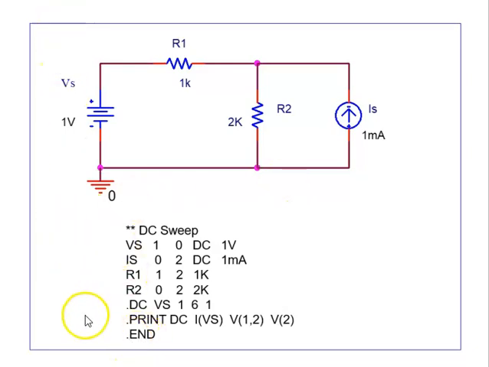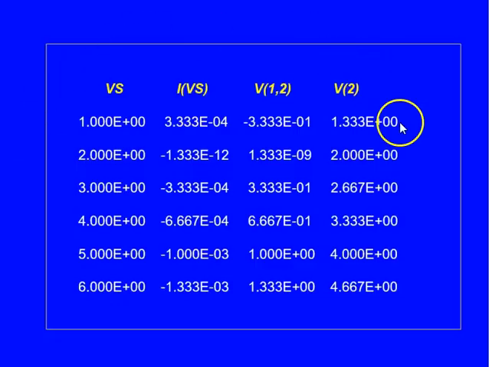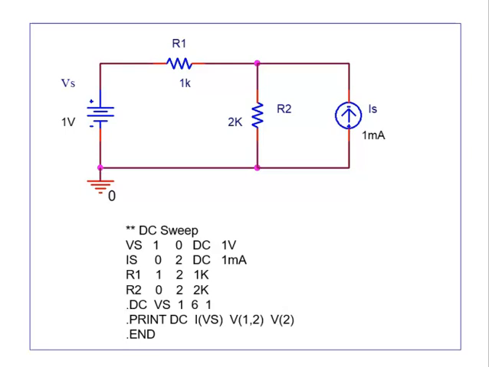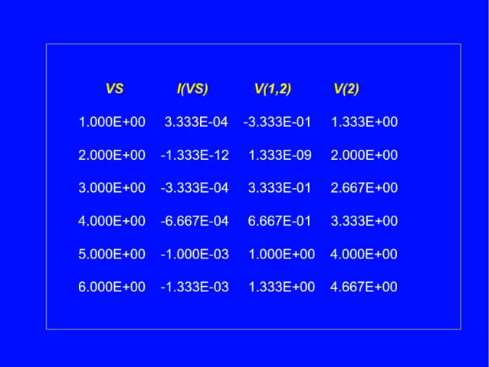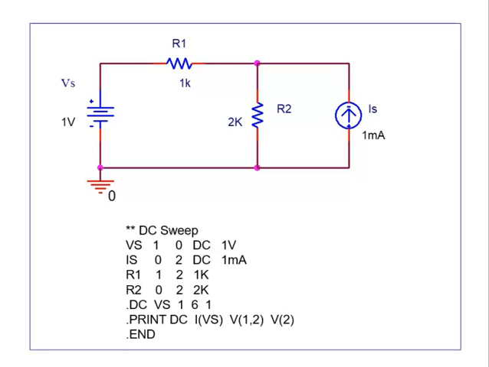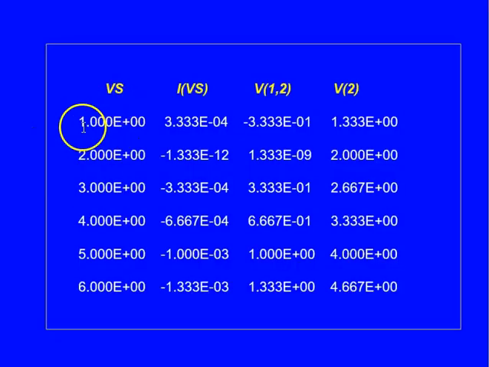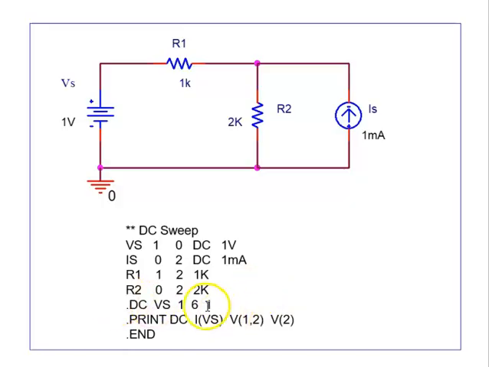Then after the simulation of this program, you will get an output window which looks like this. Then we ask it to perform the DC analysis, starting from 1 unit time to 6 unit time at a step size of 1 unit time.